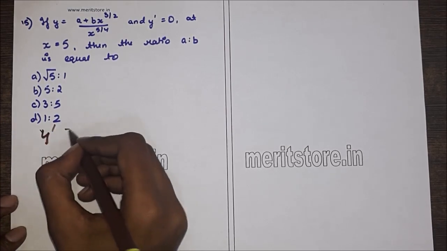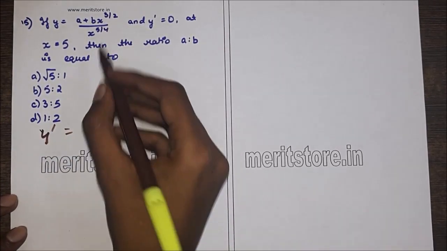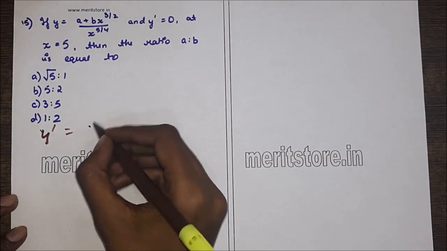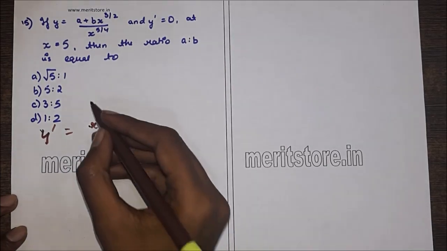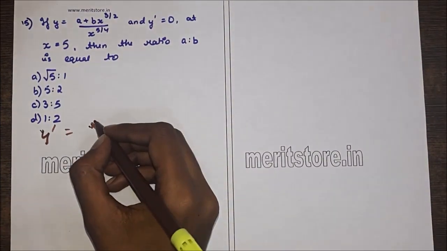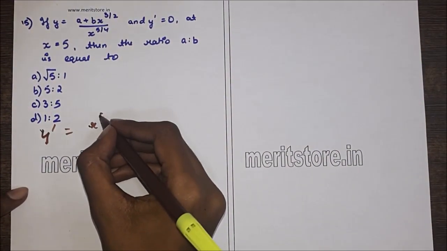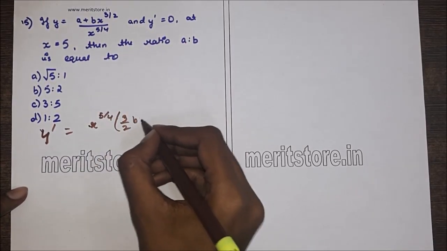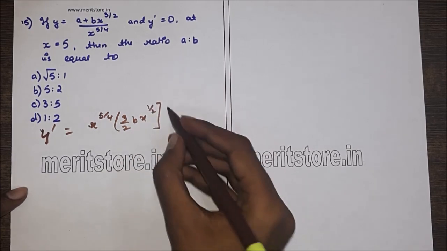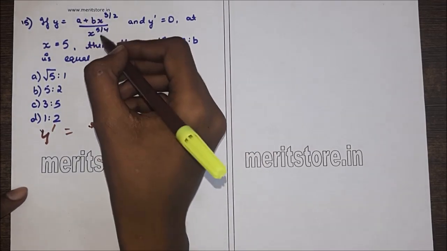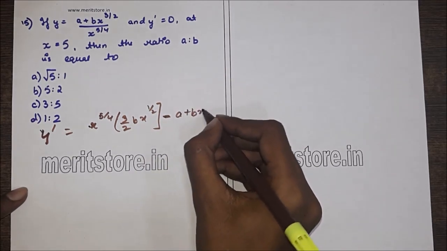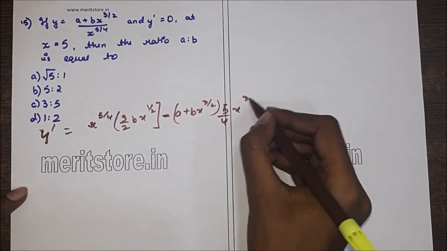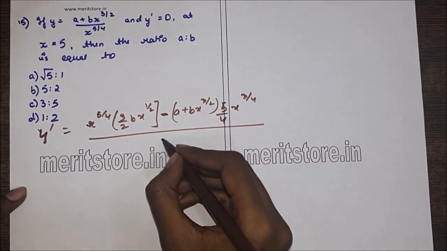So y dash is, this is in the form of u by v. So derivative is v into derivative of u, so this is x raised to 5 by 4 into derivative of numerator, which is 3 by 2 into b into x raised to half, minus v into derivative of v. So that is a plus b x raised to 3 by 2 into derivative of x raised to 5 by 4, which is 5 by 4 into x raised to 3 by 4, divided by x raised to 5 by 4 square.